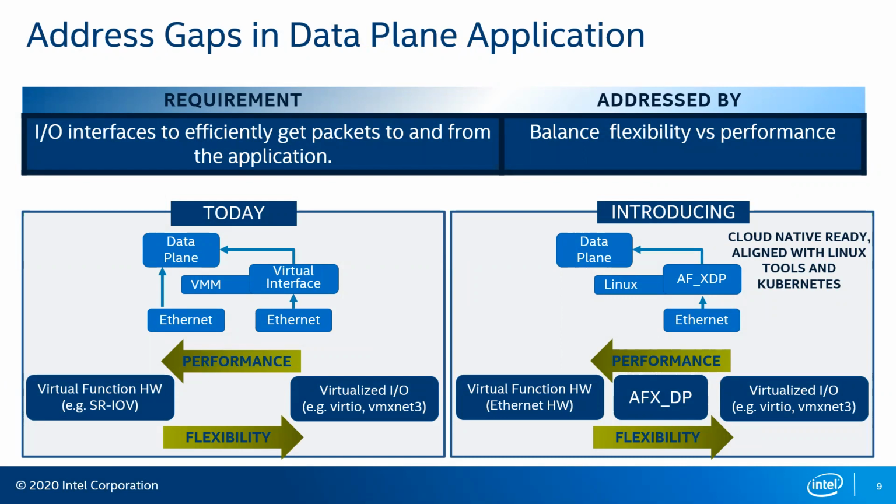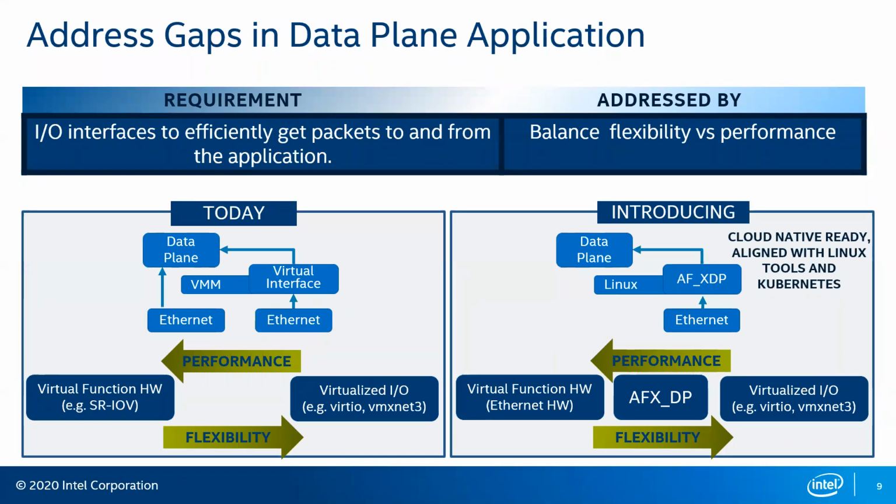That's one example out of many. Our goal here is to achieve the performance needed by the data plane network application in the cloud native environment. And practically this requires finding a sweet spot between performance and flexibility. The diagram here shows how IO interfaces get packets to and from the application.